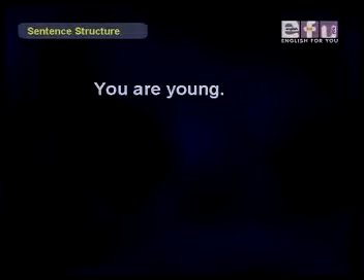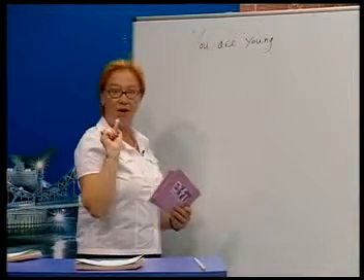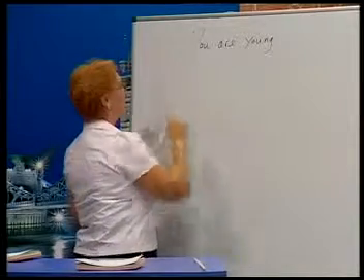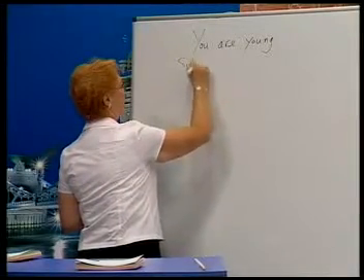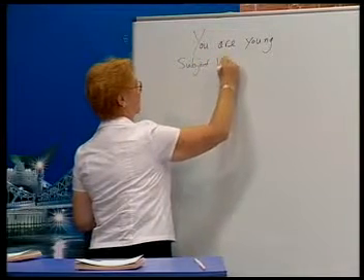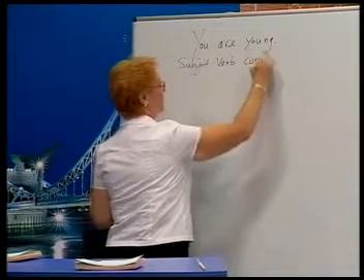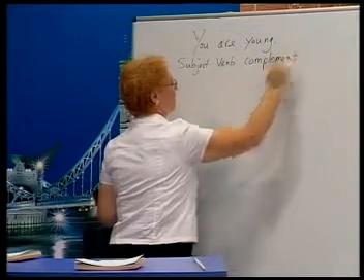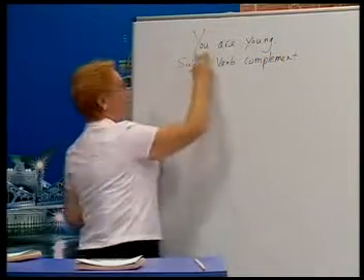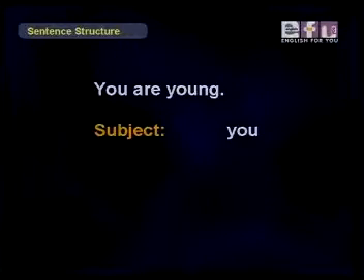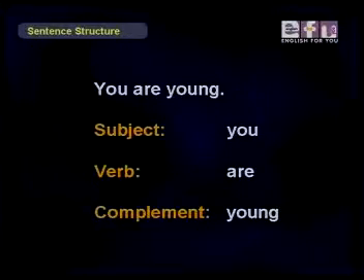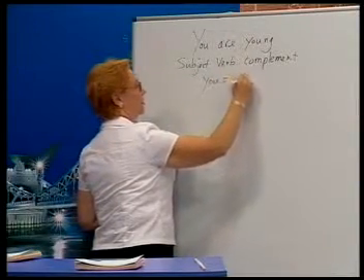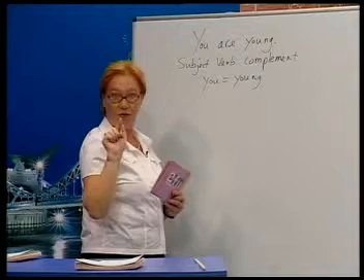Now before we saw this sentence, you are young. You are young. And these are the parts: subject, verb, and complement. And remember, you are young. Subject, verb, complement. Because you are young. You are young.